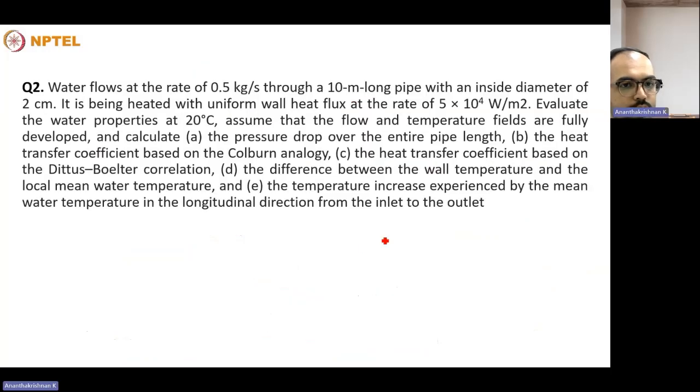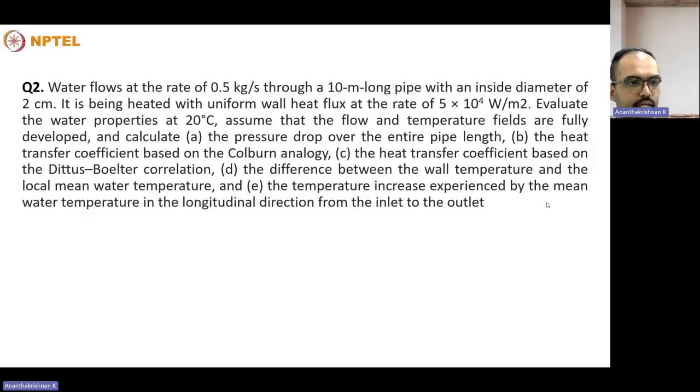Now we can move to the second problem. Now this is also a numerical problem. Look into it. Water flows at the rate of 0.5 kilogram per second through a 10-meter long pipe with an inside diameter of 2 centimeters. It is being heated with uniform wall heat flux at the rate of 5 into 10 power 4 watt per meter squared.